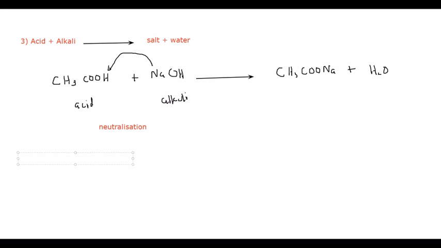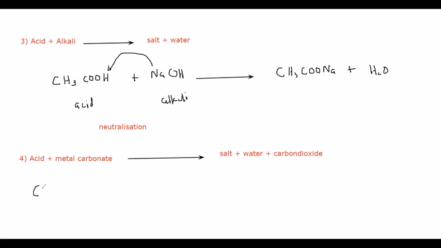And if any acid reacts with metal carbonate, then the result is salt plus water plus carbon dioxide. The same thing happens for these organic acids. When they react with metal carbonate, they result in the formation of salt, water, and carbon dioxide.